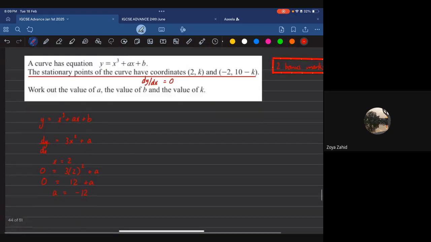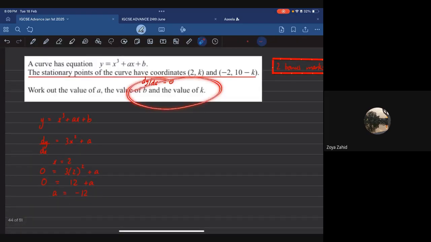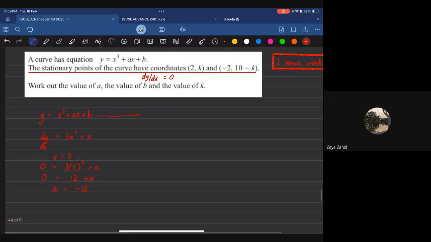Next up, for b and k, you're going to have to do them simultaneously. How are we going to do those? Let's see. I'm simply going to put in my original equation the value of any one of these coordinates. All right, any one of these coordinates. So what is this going to become?